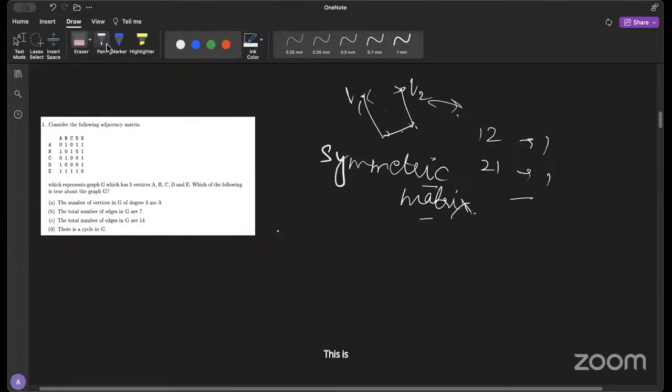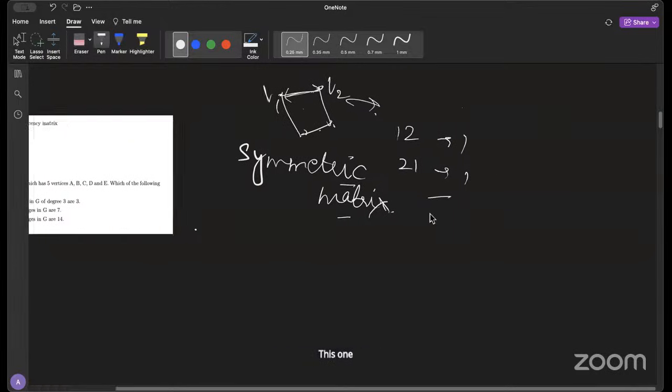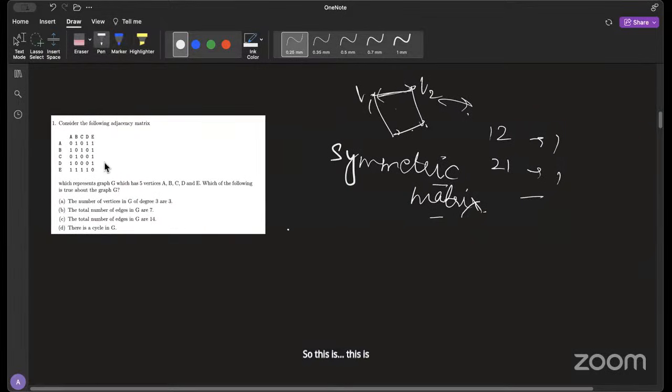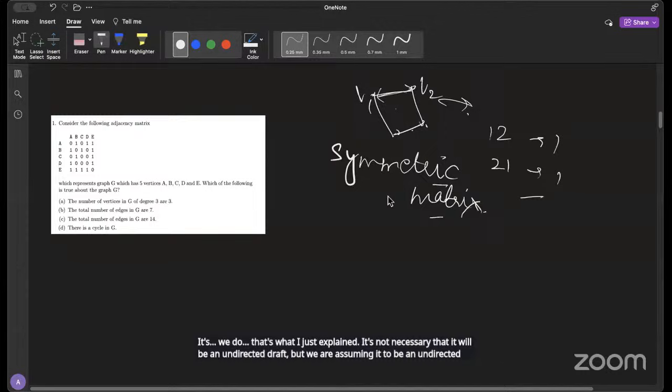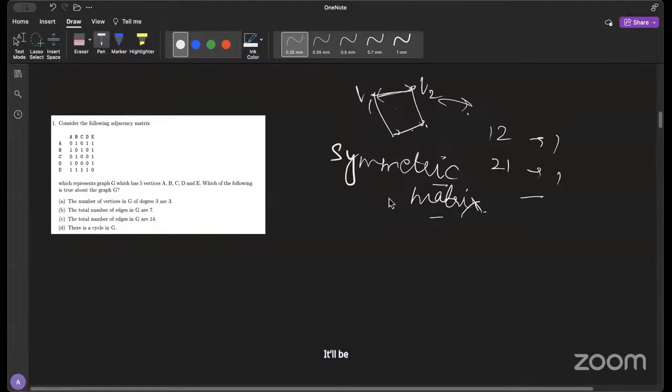This is also an undirected graph, right? This one. So if this is a symmetric matrix, let's consider it to be corresponding to a graph which is undirected. So the graph here is undirected, and let's just read the options first. It's not necessary that it will be an undirected graph, but we are assuming it to be an undirected graph. If somewhere in your question it is mentioned, fine, but if it's not mentioned and it is a symmetric matrix, just assume it to be an undirected graph.